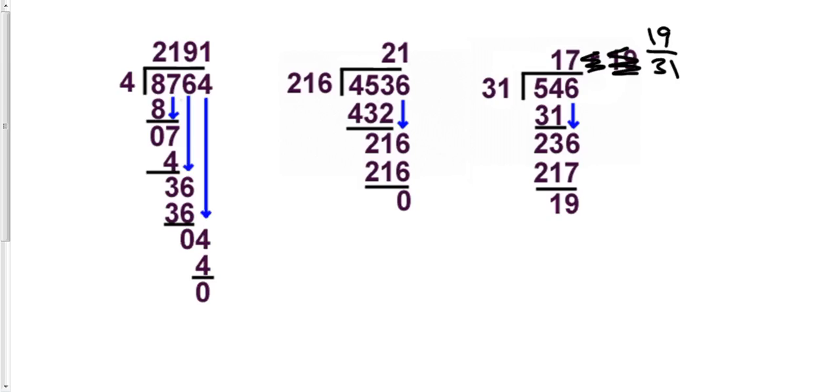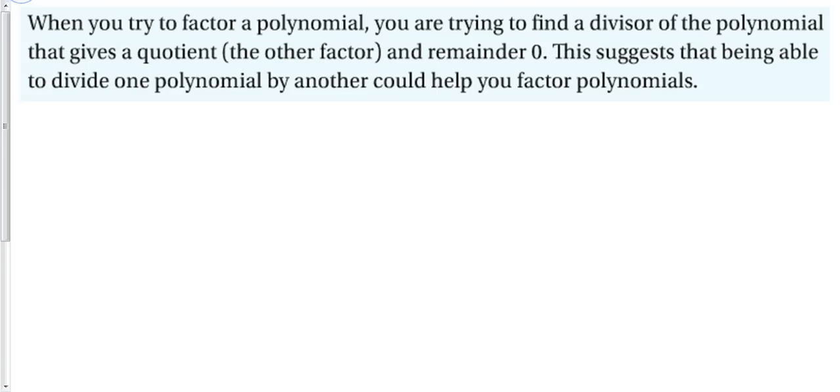Now, with this in mind, we could then look at how we can divide polynomials. Okay? So when you try to factor a polynomial, you are trying to find a divisor of the polynomial that gives you a quotient, the other factor, and a remainder of 0. This suggests that being able to divide one polynomial by another can help you factor. And that's where we're going in the next section, in section 5, is we will try to figure out, with guessing and logic and quick division, the factors of a polynomial using division.